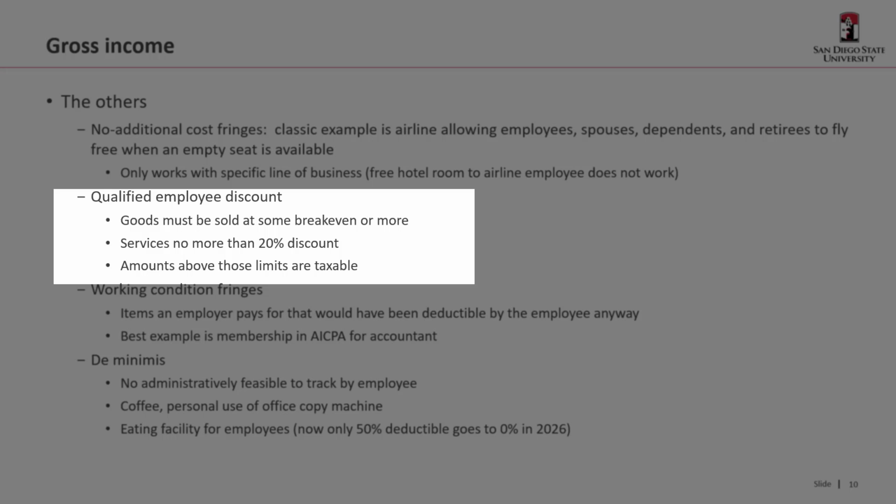So the taxable income part doesn't kick into 100% if it's more than 20%, or all of it if it's sold at more than break even. It's just the amount in excess of those thresholds.